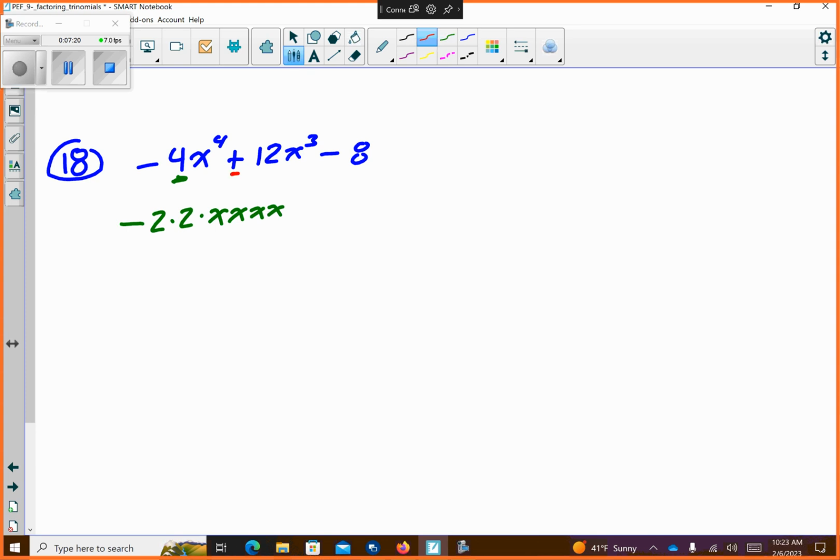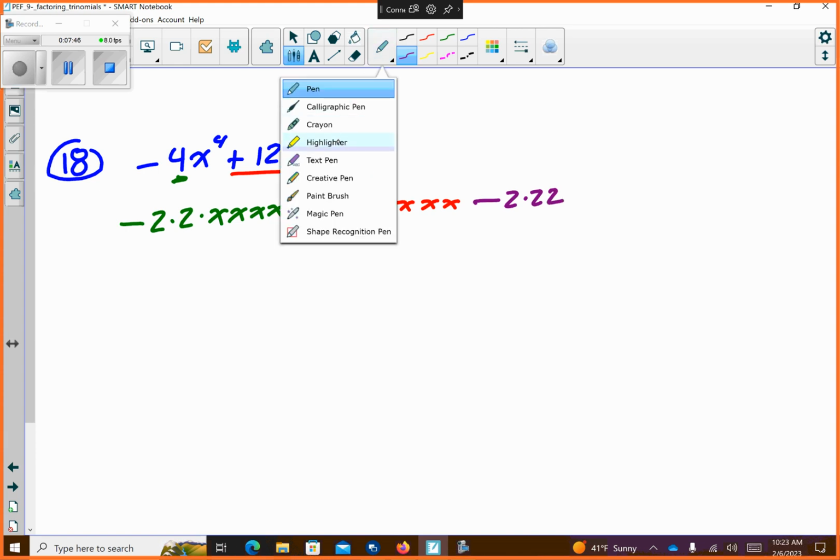Okay. Now let's break 12 down. 12 is what times what? 3 times 4, and 4 is what? And 4 is 2 times 2. And then x. Cool. Then minus 8 breaks down to what? 2 times 4. And so 2 times 4, and 4 breaks down to 2 times 2. Sweet. All right. Let's see what we can do here.